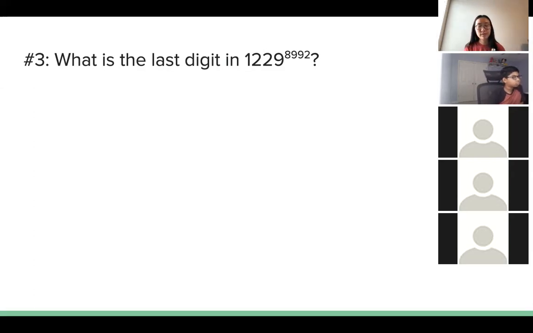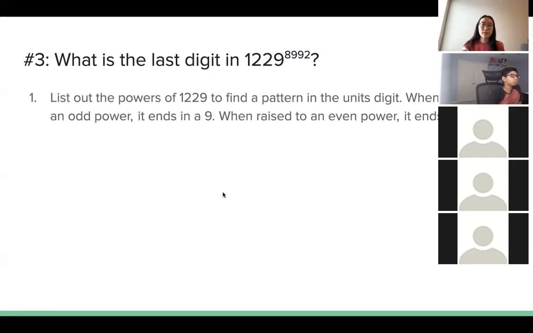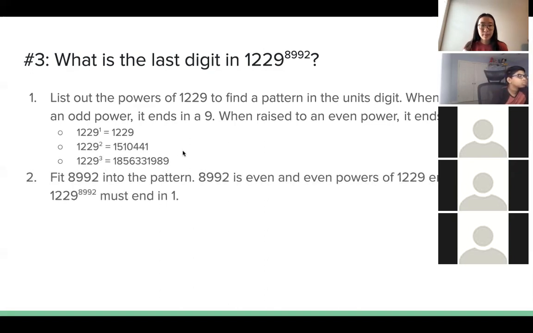Well, this question is asking you basically for the units digit. Do you remember from yesterday how we would find the units digit? Oh, we would make a pattern. Yeah, perfect. So we're going to list out the powers of 1,229 to find a pattern in the units digit. The pattern is that it alternates between 9 and 1. Now we need to fit the exponent into that pattern.